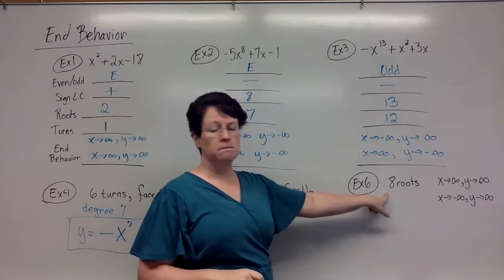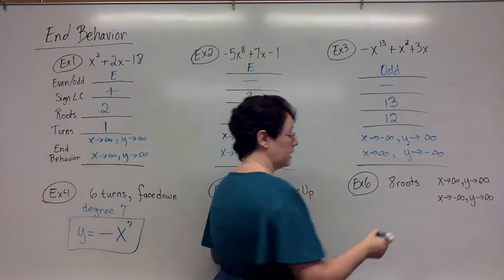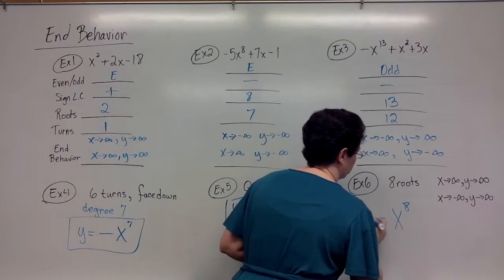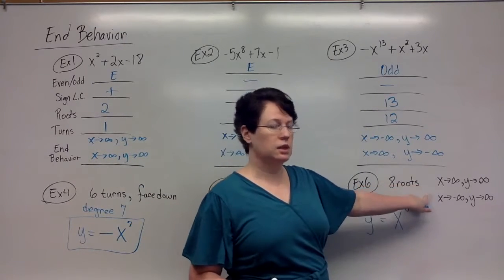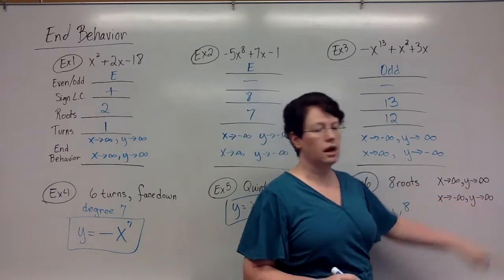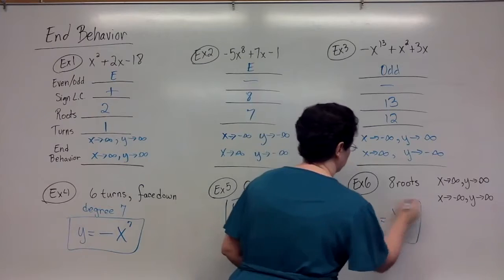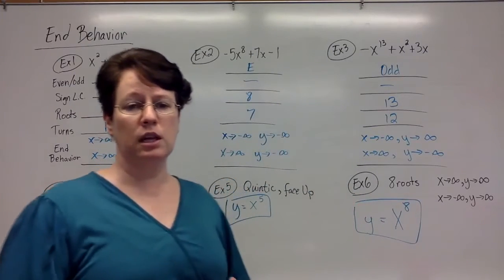Okay? Now, we have 8 roots. What's that tell us? That tells us the degree. That's awesome. So that's x to the 8th. Now, what's the end behavior doing? Because that's what they gave me. It's going up and up. They're both going up, which means it's a positive in front. All right? And this concludes the examples for the end behavior.